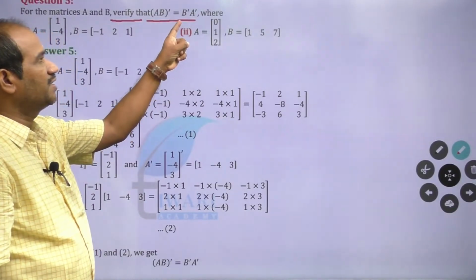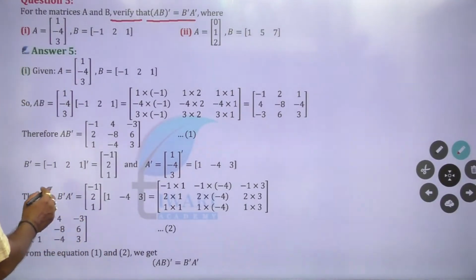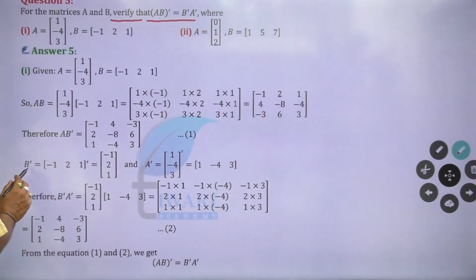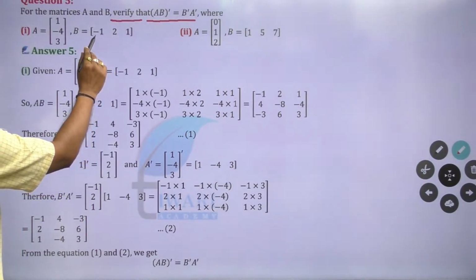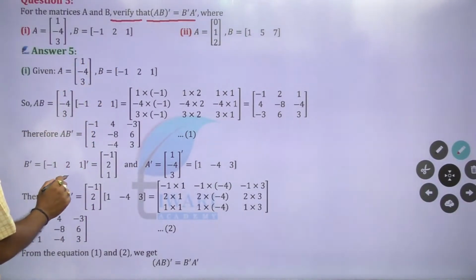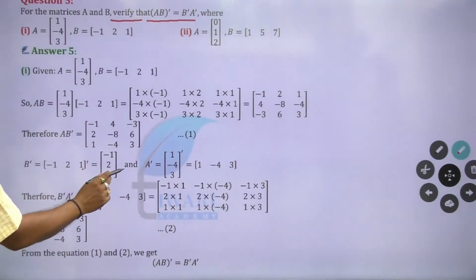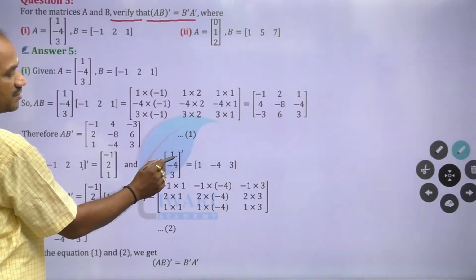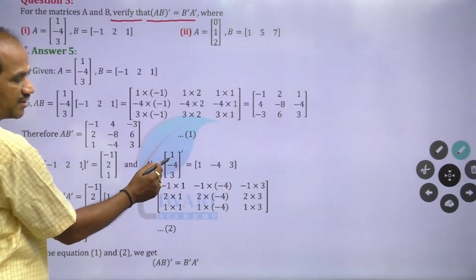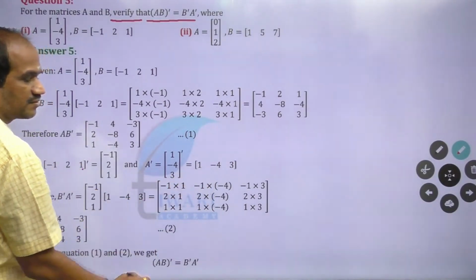Right, next on this side, B dash into A dash. Take this one, B dash into A dash. See here, this is B. B dash means interchanging rows into columns. This is B, this is B dash. First row becomes first column. And A dash: A is this matrix. A dash means interchanging rows into columns, so first column becomes first row. This is A dash.